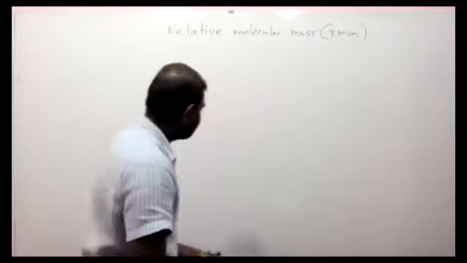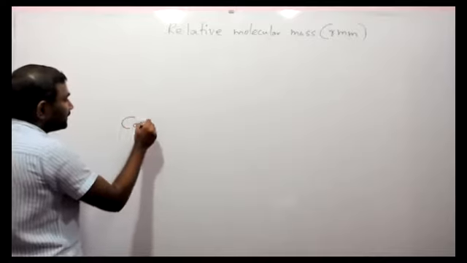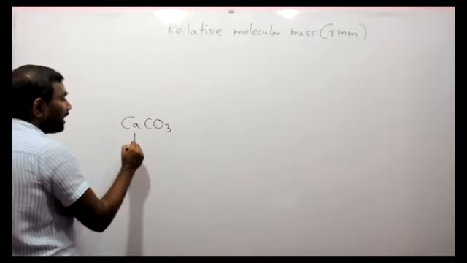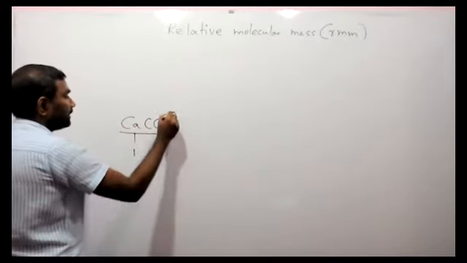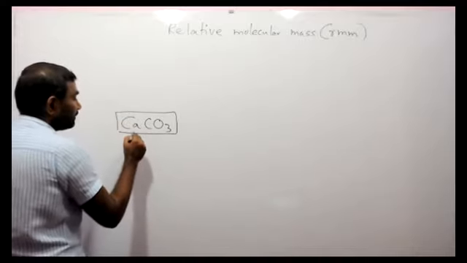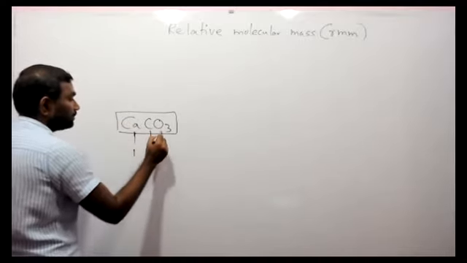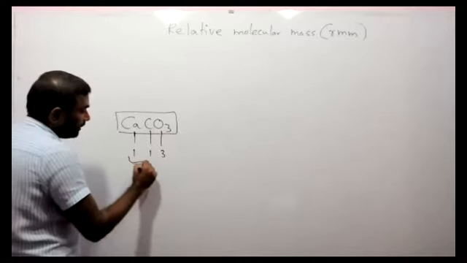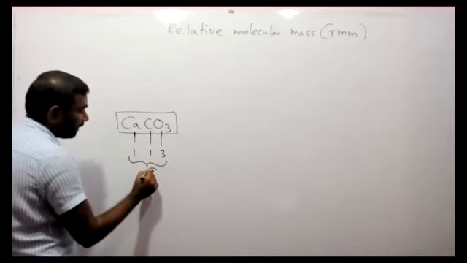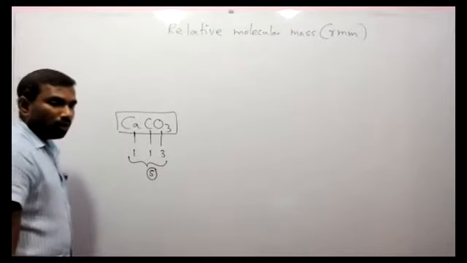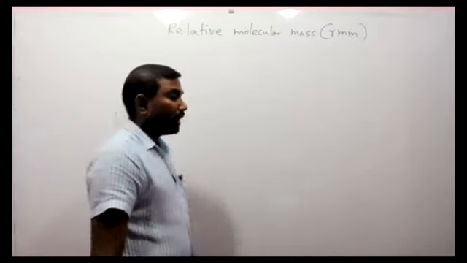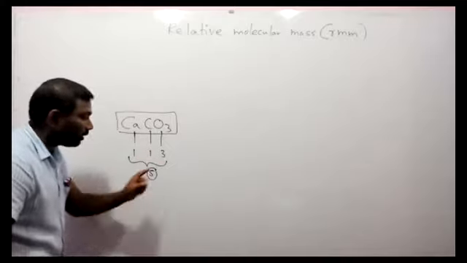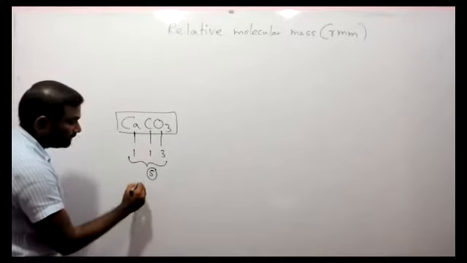Now look at the book. Calcium carbonate: you have one calcium atom, one carbon atom, and three oxygen atoms. Altogether, how many atoms, children? Altogether you have 5 atoms. Therefore this is a molecule.